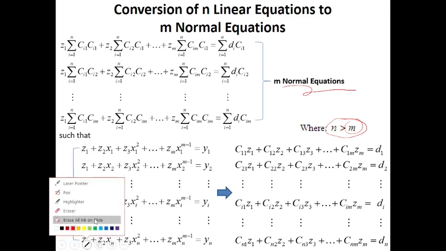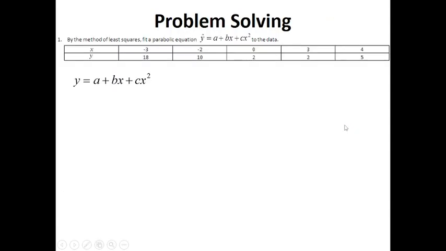So, we can proceed. So, here's the problem. By the method of least squares, fit a parabolic equation y hat equals a plus bx plus cx squared to the data. Now, so we have here 5 data points, and the solution to the problem is we let y equal to a plus bx plus cx squared. Okay, so that is the first procedure.